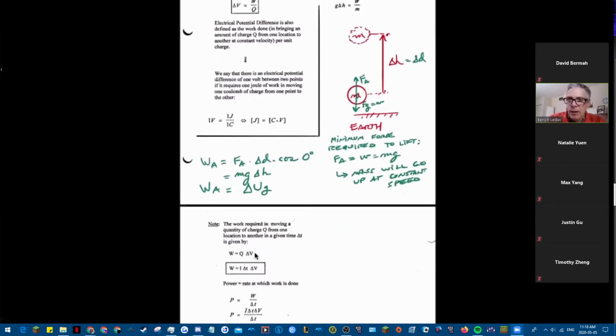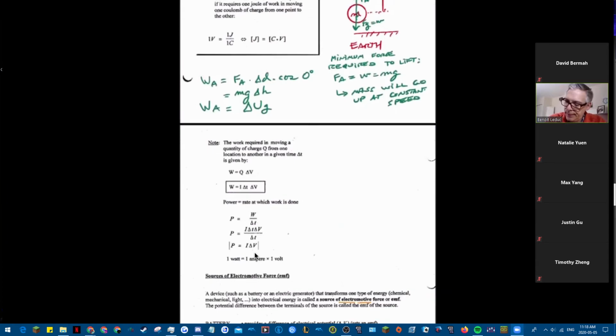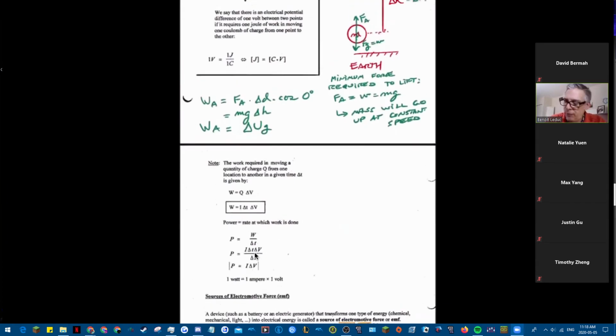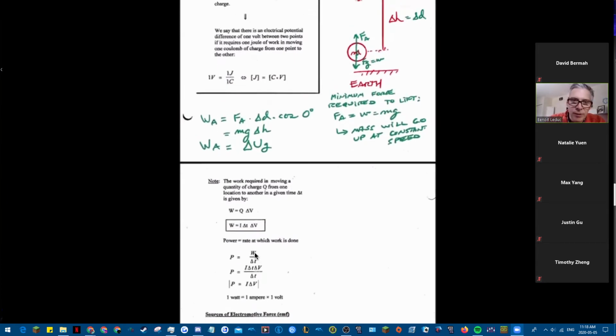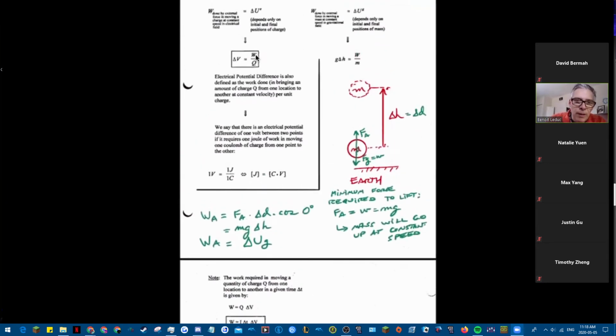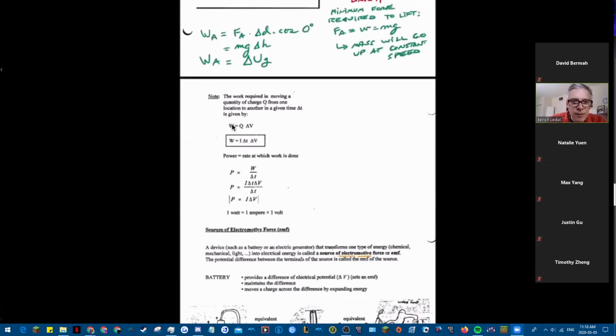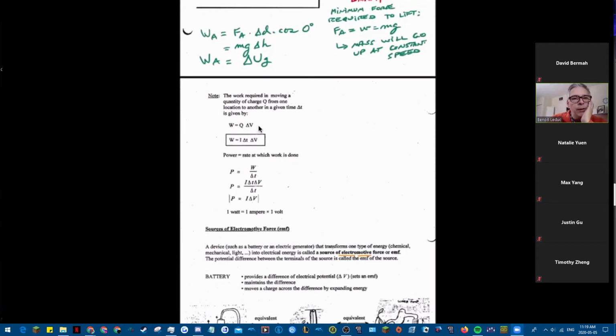All right, so if I bring Q on the other side, what I get is this. The work is equal to Q times delta V. So the work that needs to be done in order to move a certain amount of charge across an electrical potential difference of delta V is this. The same way as the work required by me to move a certain amount of mass from a certain height to another height is equal to M times G delta H.